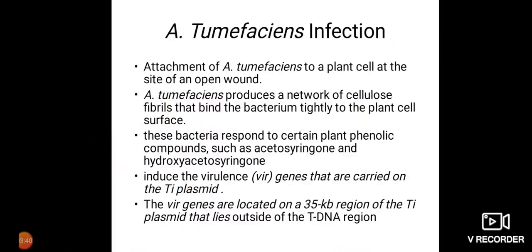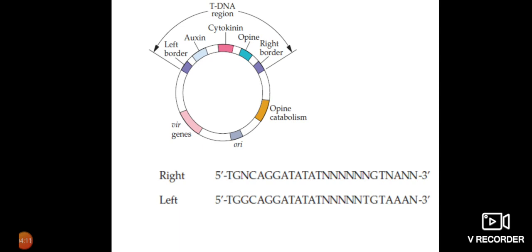When people started studying this organism, they found this Ti plasmid, and it has some genes called virulence genes, which make the bacterium infect the plant cell. This vir gene region is about 35 kilobases of the Ti plasmid that lies outside the tDNA region. So this is the structure of the Ti plasmid.